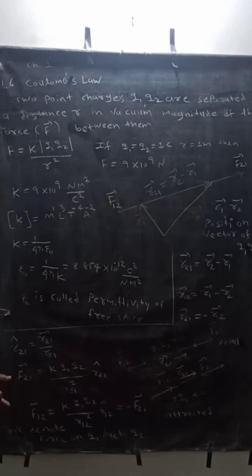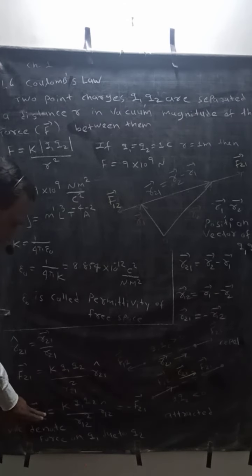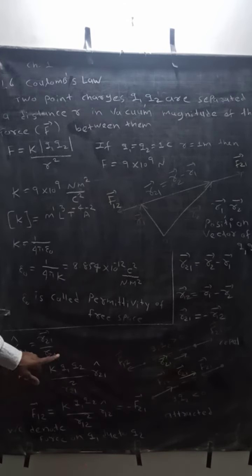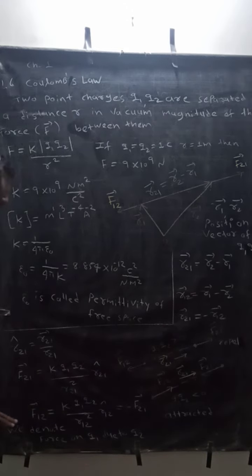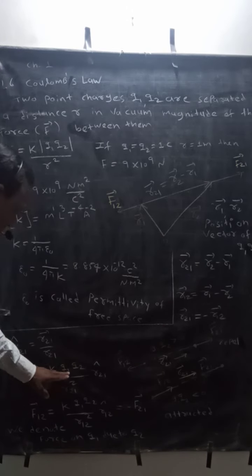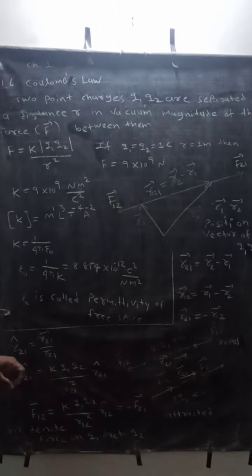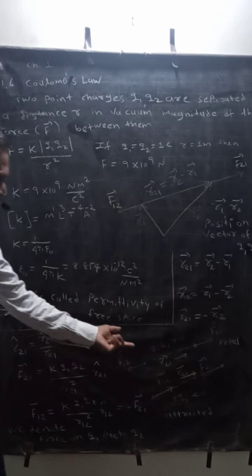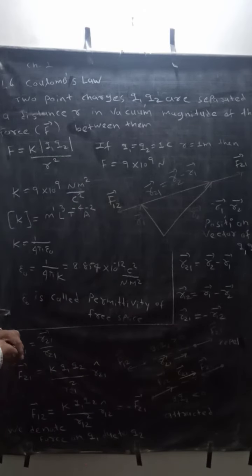So in vector form, we present this F21 or F12. This is the force on Q1 due to Q2, and this is the force on Q2 due to Q1. The direction is this one if Q1 Q2 is greater than 0. If Q1 Q2 is less than 0, there is a minus sign, so the directions of these two are inverse. Here you can see that. So that is Coulomb's law in scalar form and vector form.